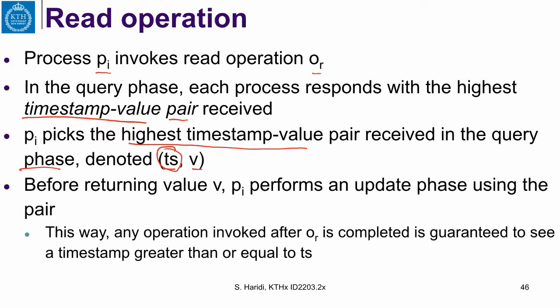Then before it returns the value V, it performs the update phase using this pair. The reason is that if we do this, any operation invoked after this read operation is completed is guaranteed to see a timestamp greater or equal to this TS. So an operation that happens after this read operation cannot read, for example, an old value.